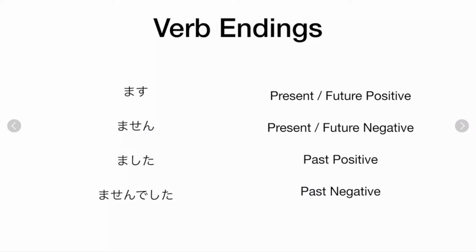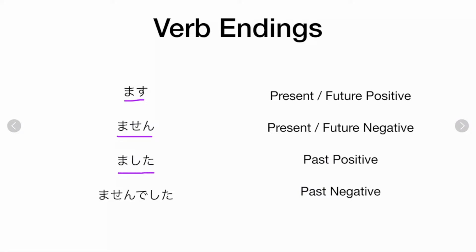So the way that verbs work is that you need verb endings. And the verb endings convey the tense of the verb. Or they can also convey a positivity or negativity about the verb. So in polite Japanese, which is currently what we're learning, and later I'll teach you casual Japanese, the verb endings are masu, which is present or future, the non-past positive ending. Masen is the present or future negative, as in do not or will not.